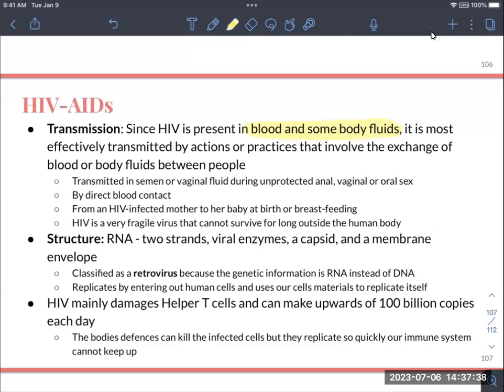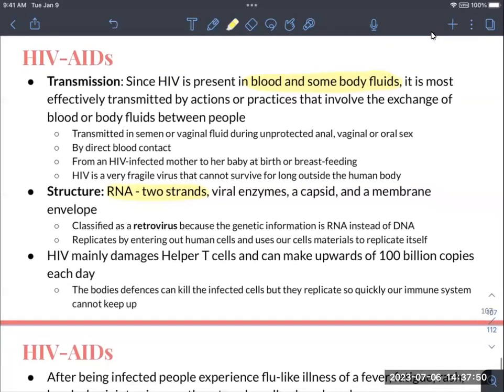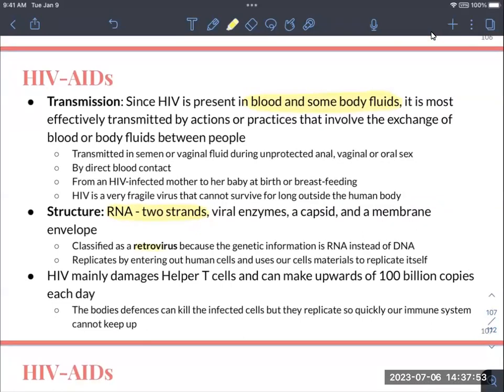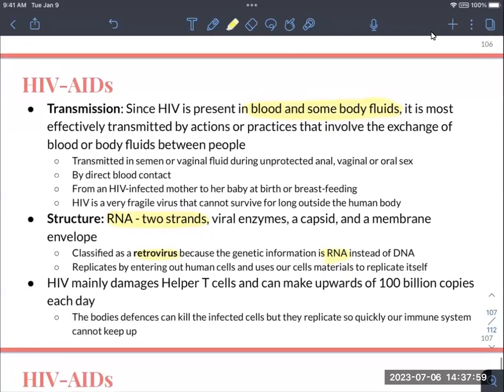It is a double-stranded RNA virus. It has different enzymes. It has this capsid. It has a membrane. It is considered a retrovirus because that genetic information is RNA. It replicates by entering our cells and using our cells' materials.